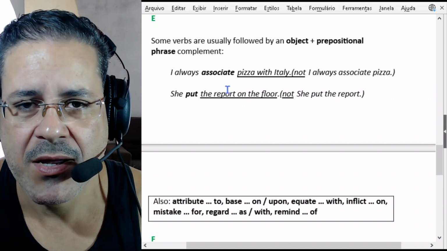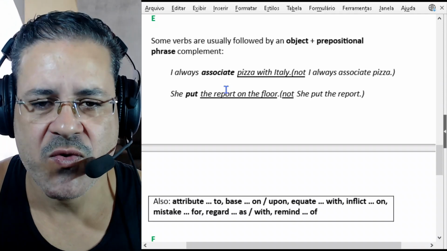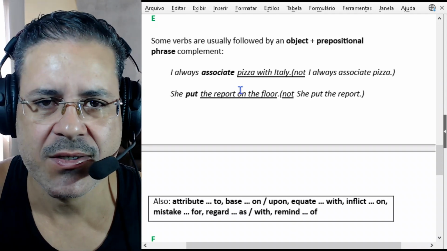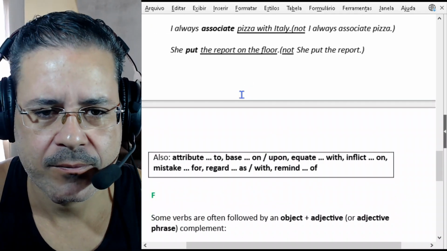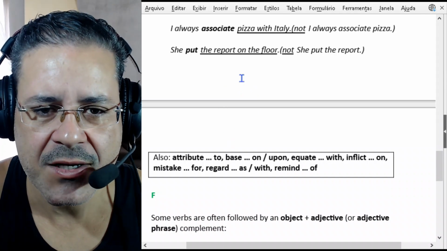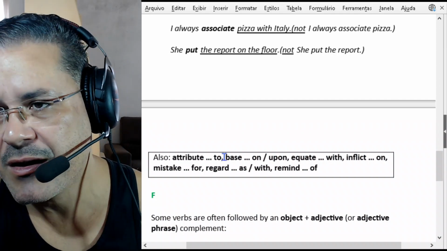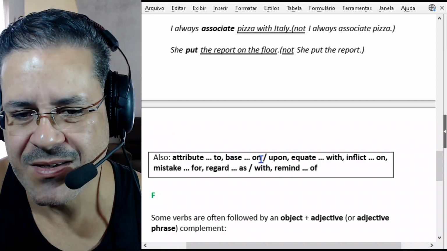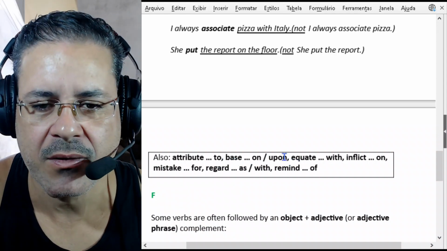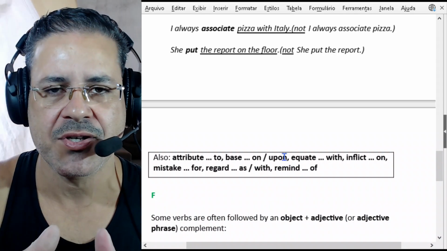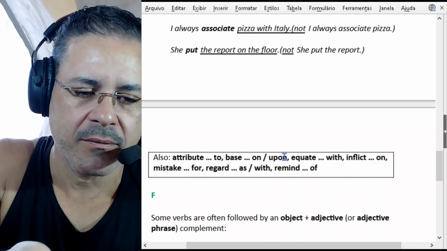I'd like just to remind you that the relation between verb, object, and complement is really important, really interesting to understand, without going into any details. We can also use that pattern with the verbs to attribute something to another thing, or base on something, or base upon something. Remember, upon is the mixture of the prepositions up and on. Up and on. Upon.